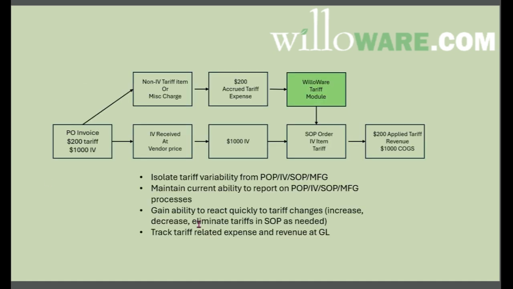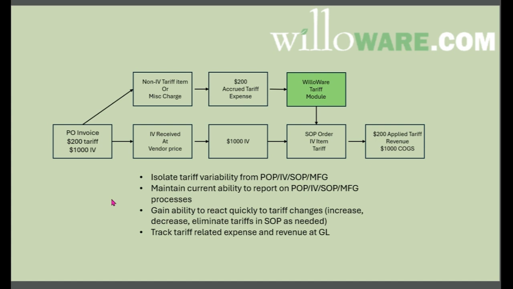So this is a high-level overview of the process flow when using the WilloWare tariff module. We begin on the left where we've received a PO invoice that has a $200 tariff or other surcharge on the document, and the regular purchase price of the inventory is $1,000. The inventory goes into inventory like it normally does at $1,000. The $200 surcharge is tracked at the general ledger as an accrued tariff expense.